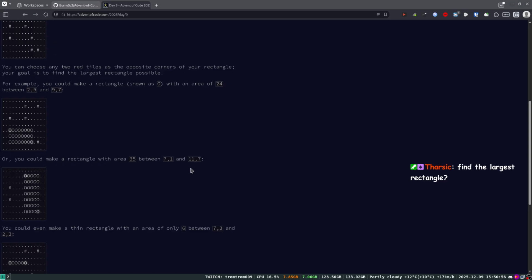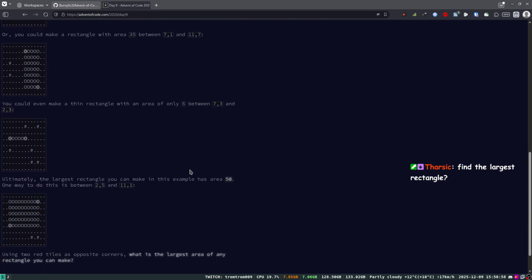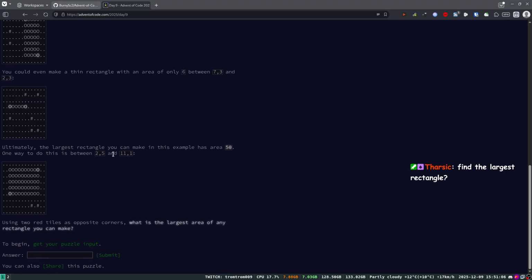Hello, Tharsik. Yeah, it seems like, just reading the description, you could even make a thin rectangle with an area of only 6. Ultimately, the largest rectangle you can make in this example has area 50. One way to do this is between 2,5 and 11,1, using two red tiles as opposite corners. What is the largest area of any rectangle you can make?